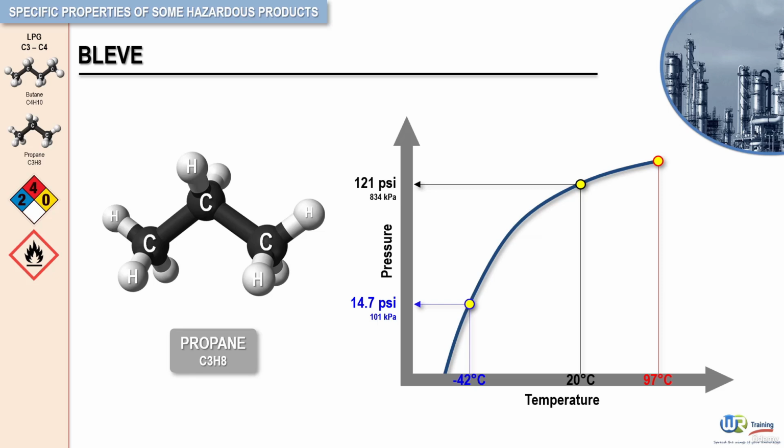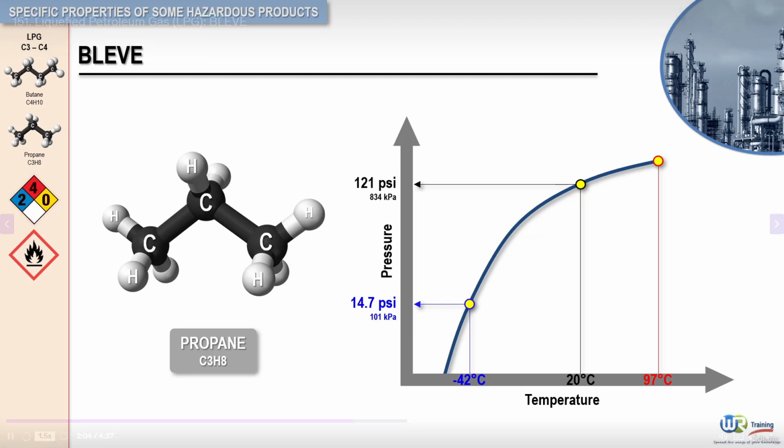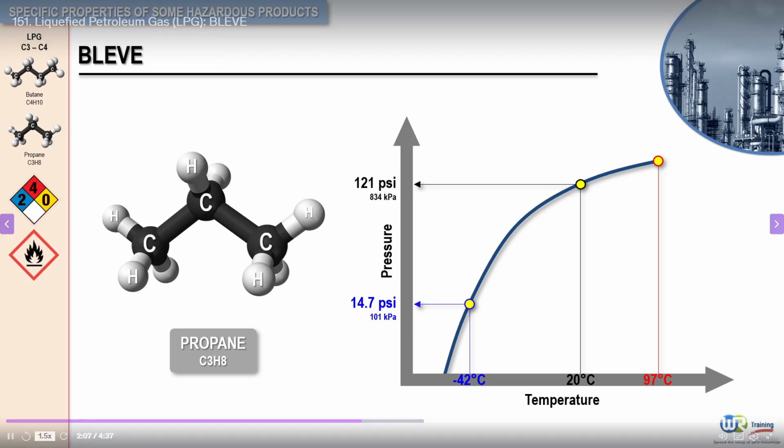If a liquefied petroleum gas container fails, resulting in a sudden loss of containment and a sharp pressure drop, the result can be an explosive release of vapor and boiling liquid. That is a BLEVE.